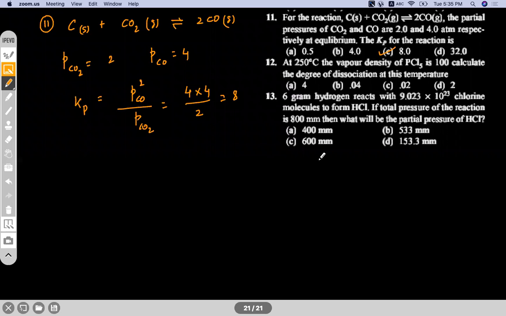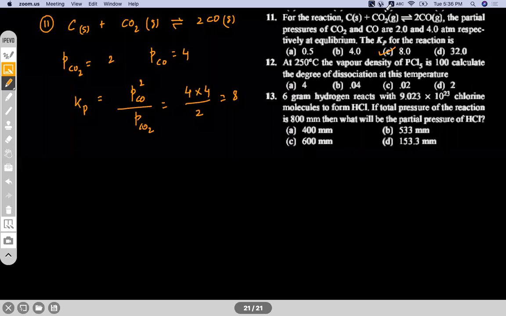Now suppose the partial pressure is not given in the question. Could you find out Kp in that case also? See, if partial pressure is not given, then it will be difficult to find out Kp over here. If total pressure is given, then we can find out. Suppose partial pressure is not there, total pressure is there, then we can find out. One more thing, you must keep this in mind.